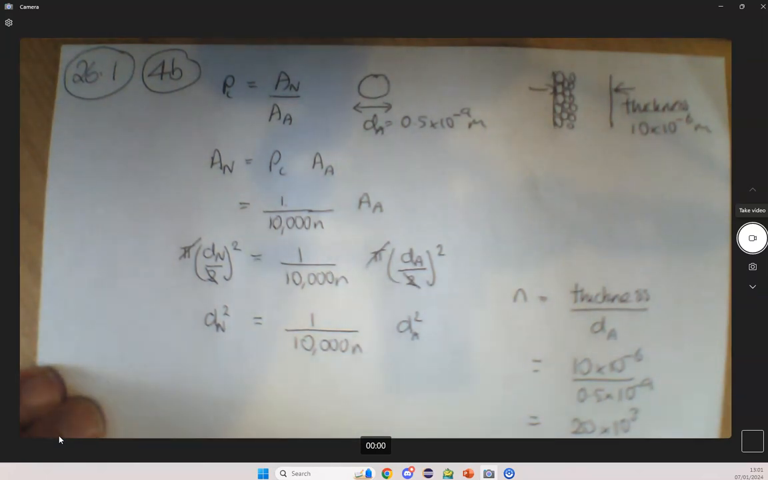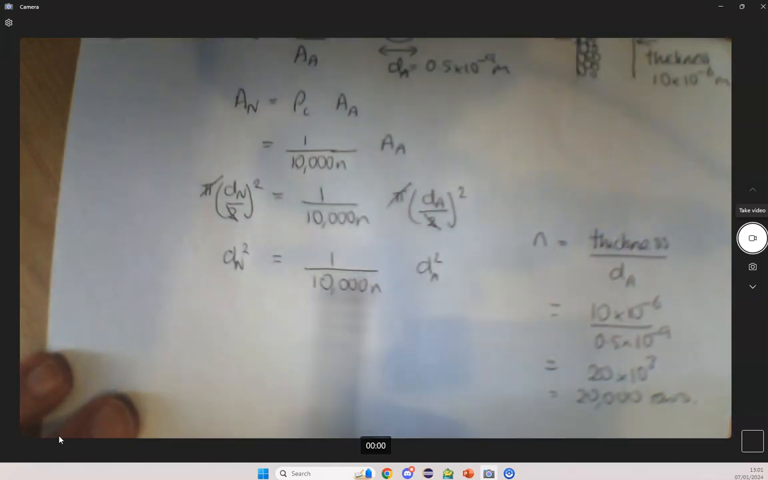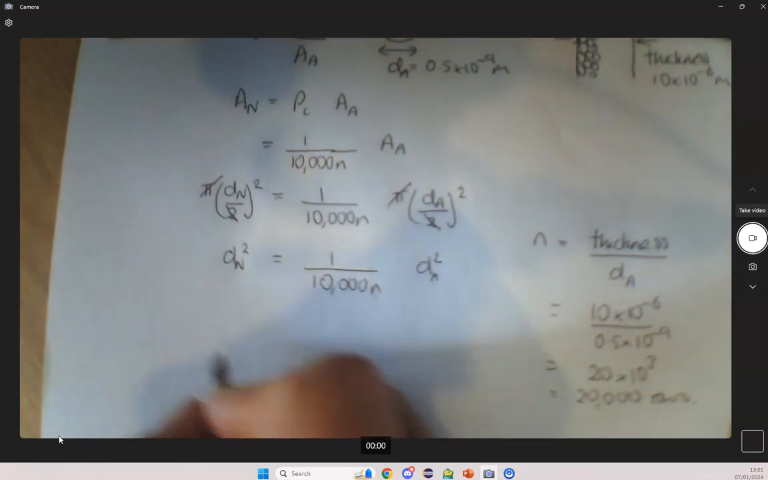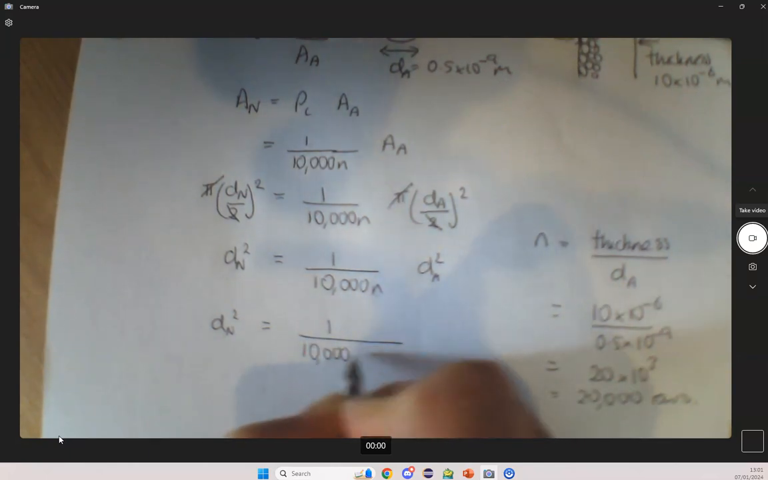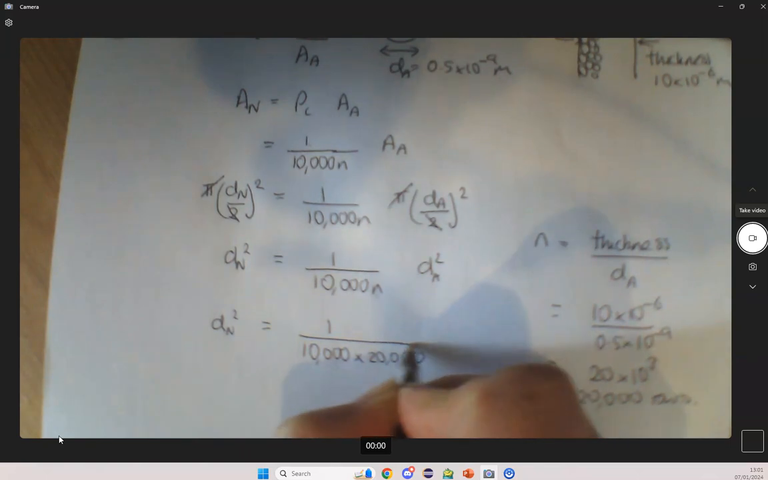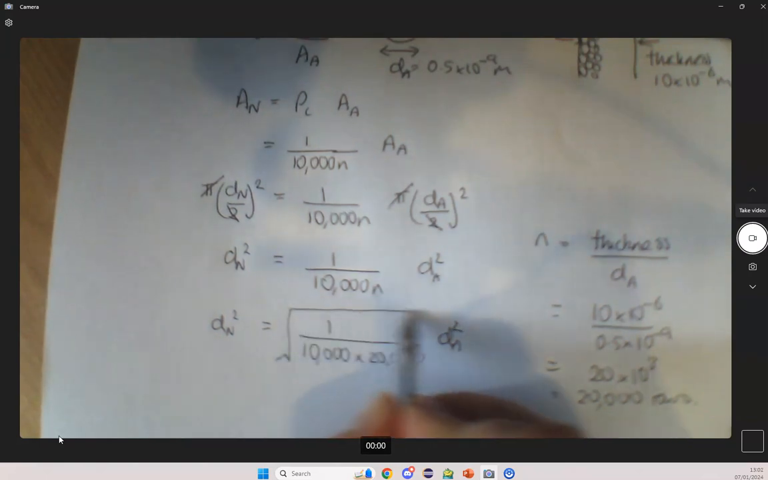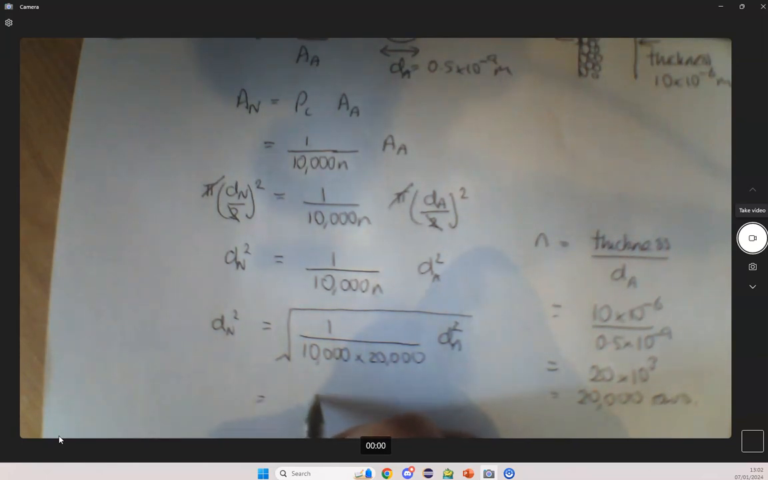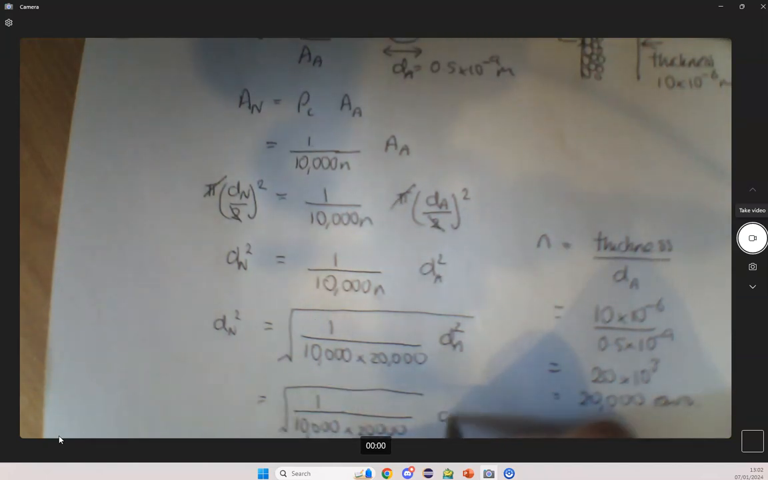Alright, so let's have a look at what that means. I can substitute in for n, and simplify to get a final answer by taking the square root of this side. So dn squared is 1 upon 10,000 times 20,000, times dA squared, and taking the square root, I can go 1 divided by 10,000 times 20,000, square root, times dA.